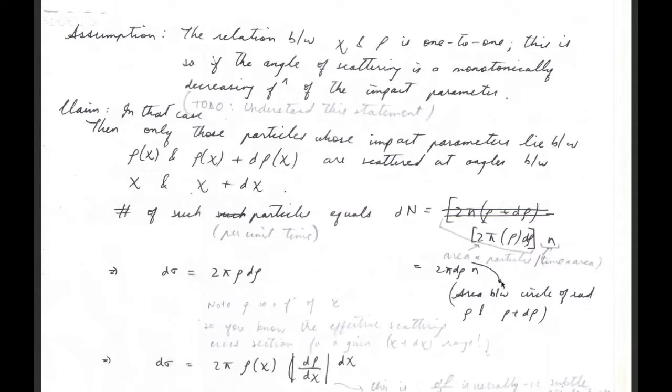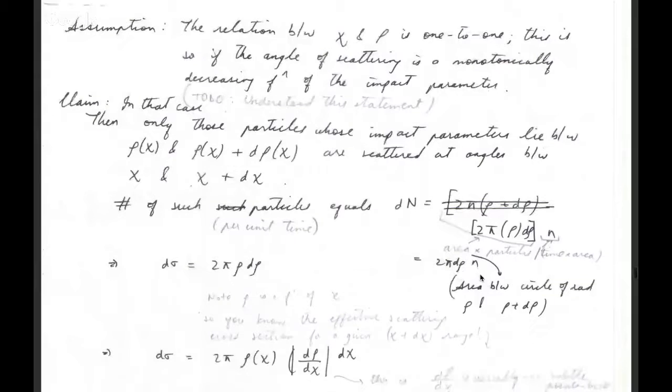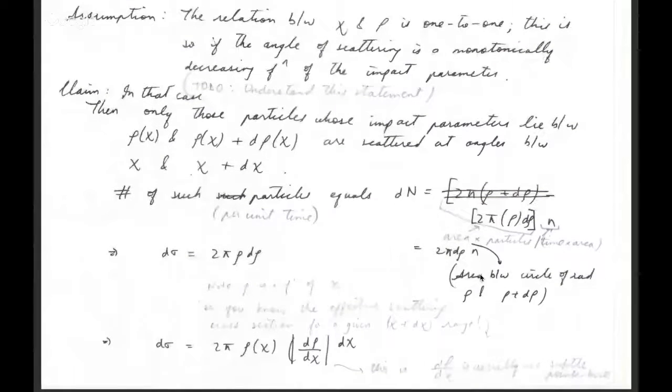I missed a row, that's wrong. It is 2 pi rho d rho into n. Look at the next line. From here we get d sigma equal to this thing divided by small n d rho. So note that rho is a function of chi, so you know the effective scattering cross section for a given chi plus d chi range.